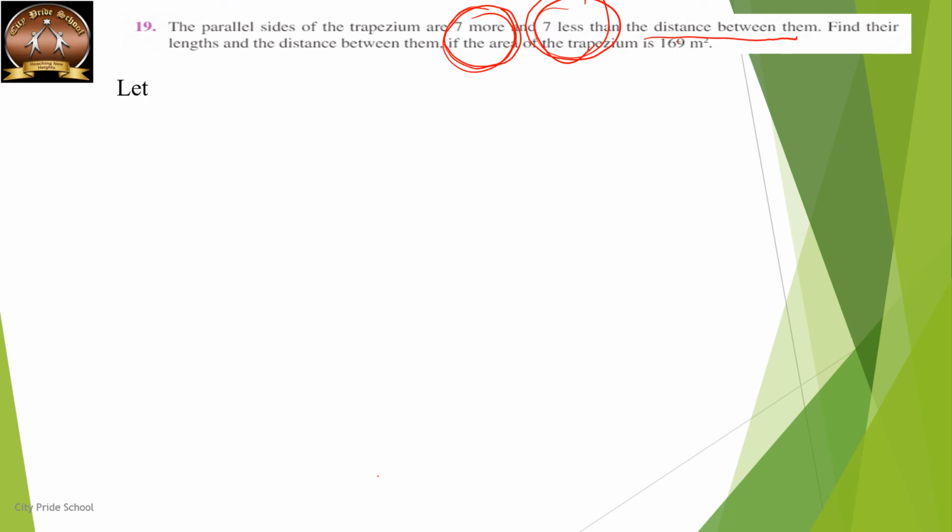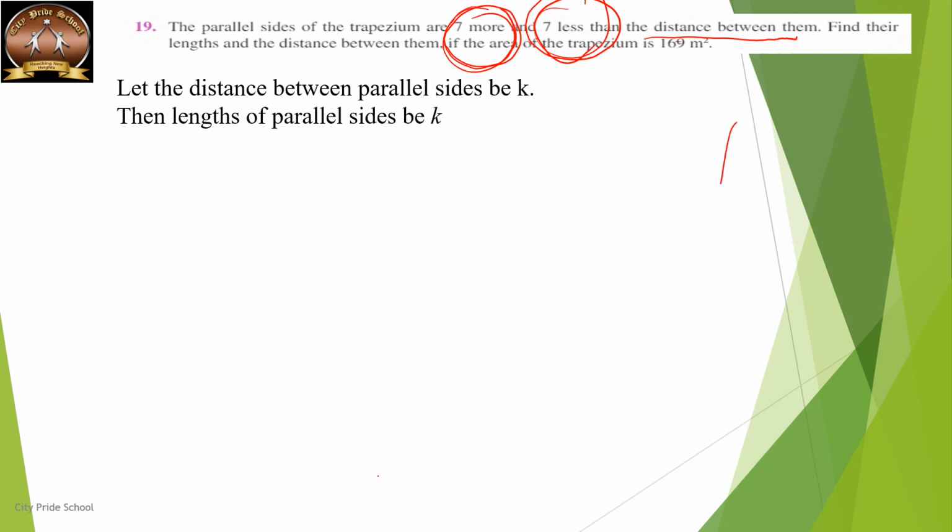Okay, so we will let K be the height of the trapezium, that is the distance between the parallel sides. So we know that parallel sides are K plus 7 and K minus 7. So if this is the trapezium, height is K. One side is 7 more than height and one side is 7 less than height. So now we know that area is 169. So we can substitute in the formula.